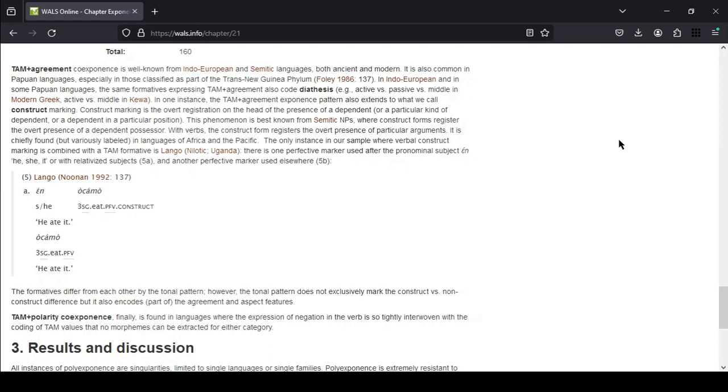In one instance, the TAM plus agreement exponence pattern also extends to what we call construct marking. Construct marking is the overt registration on the head of the presence of a dependent, or a particular kind of dependent, or a dependent in a particular position. Okay, that kind of makes sense. This phenomenon is best known from Semitic noun phrases, where construct forms register the overt presence of a dependent possessor. So like head marking. I understand.